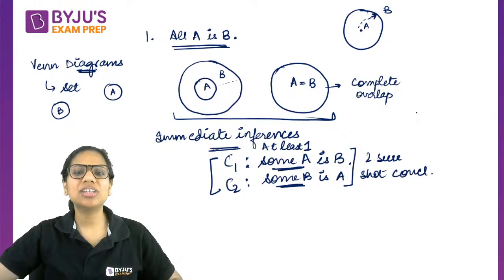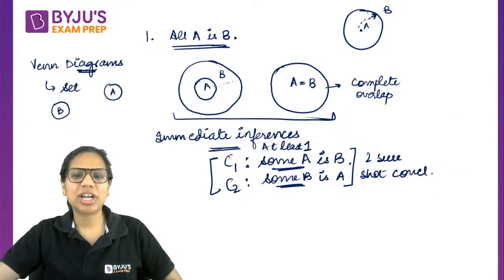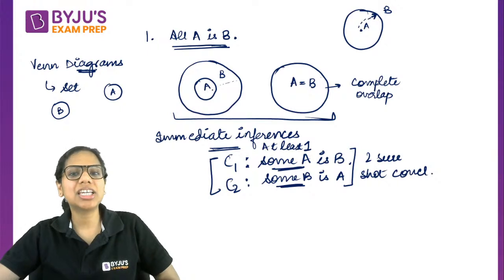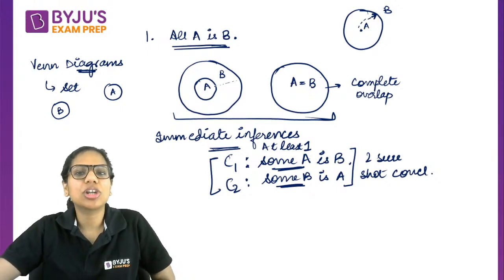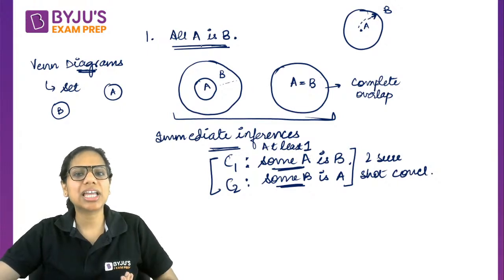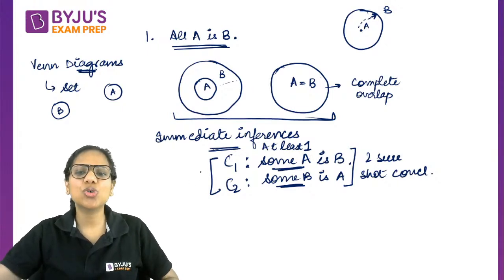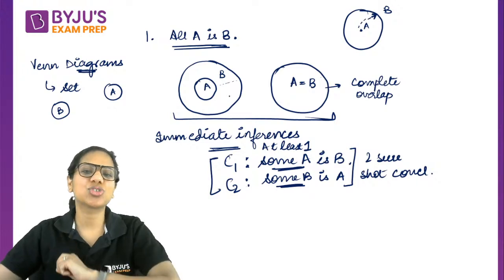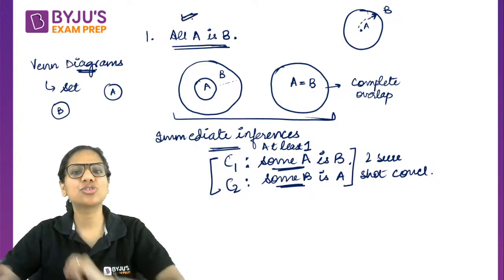So in fact, you can very easily look at it. Some A is not B? Possibly not, because we are saying all A is B. Similarly, no A is B goes completely against the statement itself. Right? So only these two short conclusions are possible when I know that this is true.